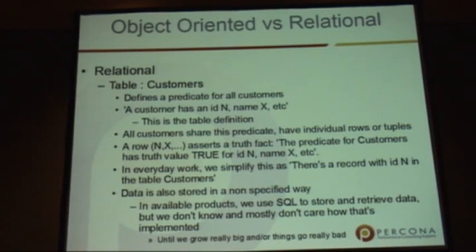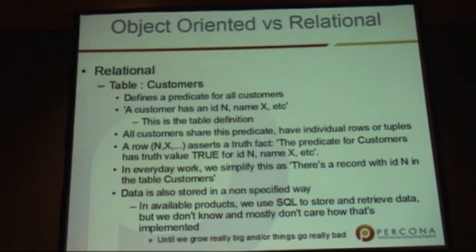Traditionally, it's plural in relational databases and singular in object orientation. This defines the predicate for a customer, which is just the table header. Okay. And the customer has an ID, name, so that's the table definition. And so these customers, they share the predicate. And what a row means is a certain truth fact. It means this predicate is true for these following values.